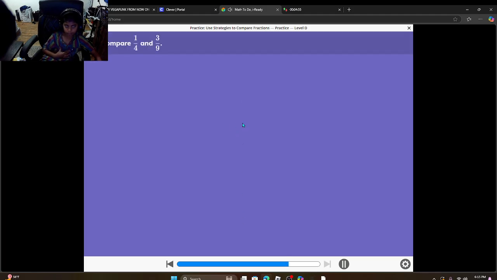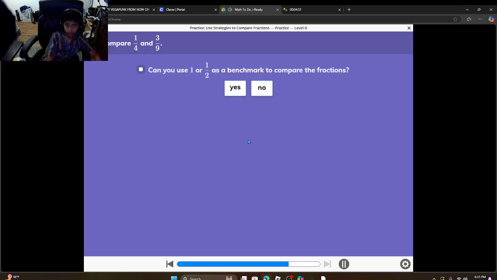Compare 1/4 and 3/9. Can you use 1 or 1/2 as a benchmark to compare the fractions? No, because none of them are bigger than 1/2, and 1/2 isn't as big as 1. Let's find a common denominator to compare the fractions.